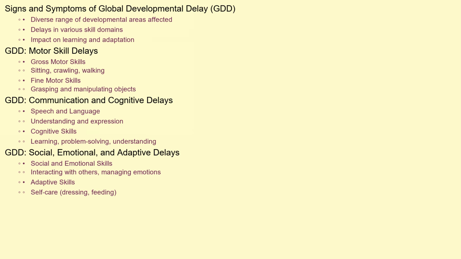The signs and symptoms of GDD are diverse, reflecting the range of developmental areas affected. Children with GDD may experience delays in gross motor skills, such as sitting, crawling, or walking. Fine motor skills, like grasping and manipulating objects, may also be delayed. Speech and language development are frequently affected, with difficulties in understanding and expressing themselves. Cognitive delays can manifest as difficulty learning, problem-solving, and understanding concepts. Social and emotional delays may be evident in difficulty interacting with others or managing emotions. Adaptive skills, such as self-care skills like dressing or feeding, may also be delayed.